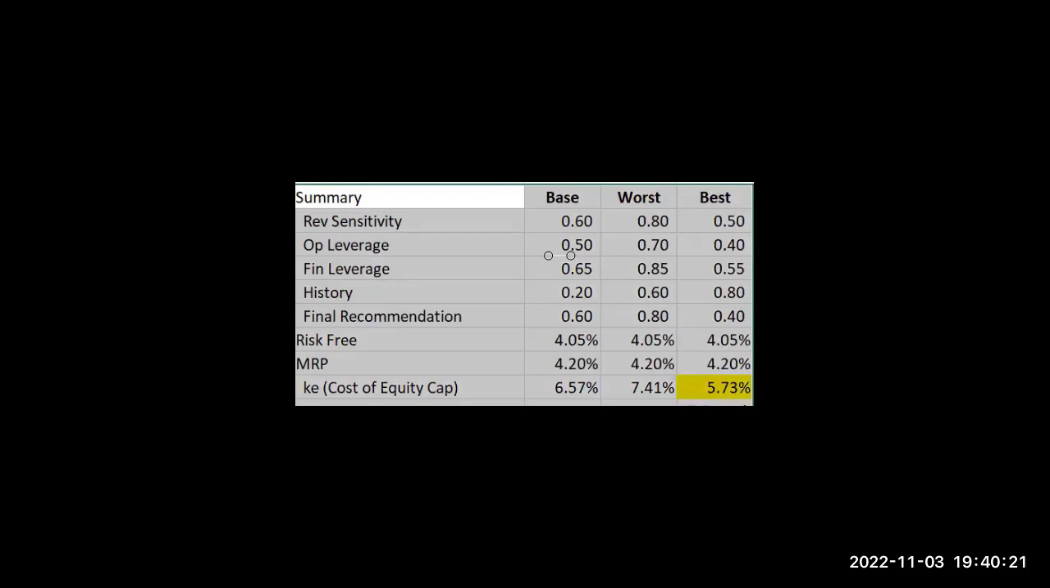So financial leverage, 0.7, 0.9, 0.6, maybe something like that. That's probably a little much. It wasn't that high. So slightly above average. Yeah. And then history again, 0.2, 0.6, 0.8. And then final recommendation. So I'm going to go with 0.6, 0.8, and 0.4. And you finish up.